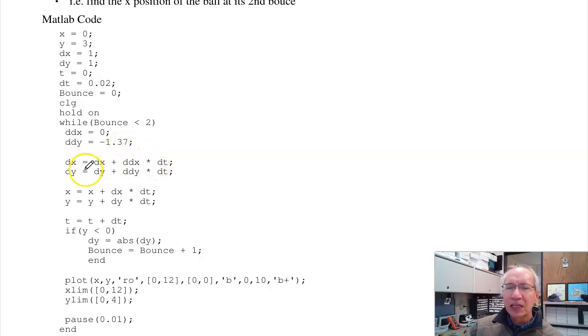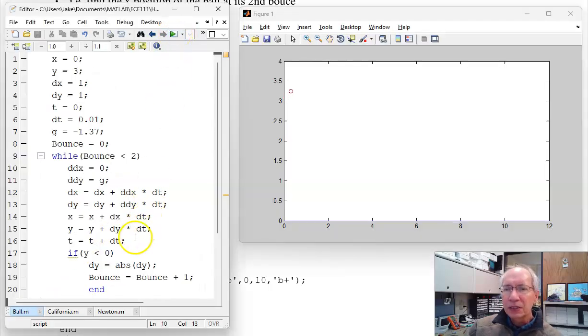Integrate once, I get velocity. Integrate twice, I get position. Draw the position. So if I run it, keep going. If we hit the ground, change the direction of velocity in the y direction. So there's a bounce, and increase bounce. On the second bounce, I stop. So this is what a ball would look like if it was on Titan.